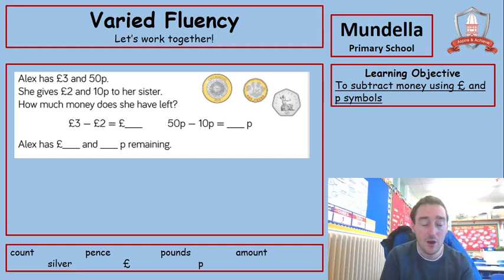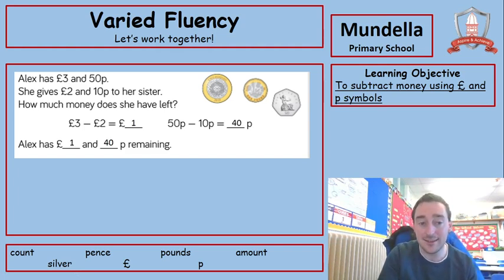So remember, when we're taking money away from each other, we're going to start by looking at the pounds and then looking at the pennies afterwards. We've got £3 and we're taking £2 away. So 3, take away 2, we're left with the 1, aren't we? So £1 here. And then 50p, take away 10p. So how much have we got left? Well, it must be 40p. So Alex has £1 and 40p remaining. Let's check to see if we all got it right. Yes, of course we did.